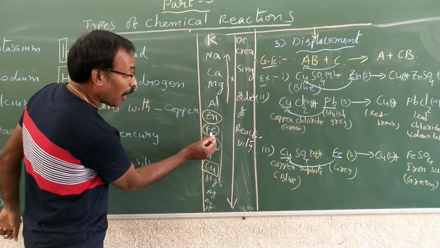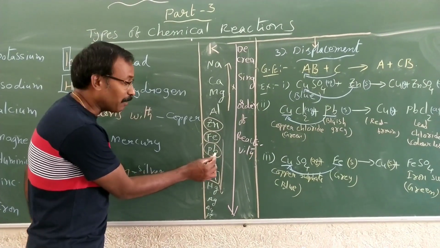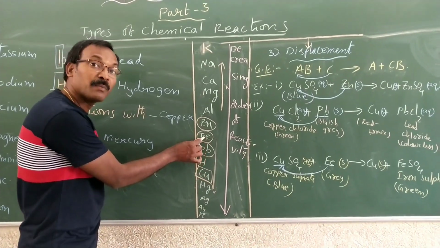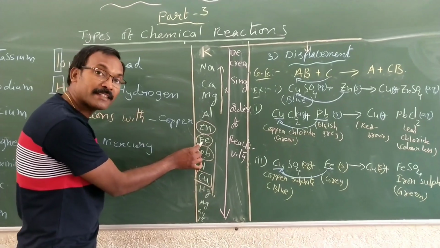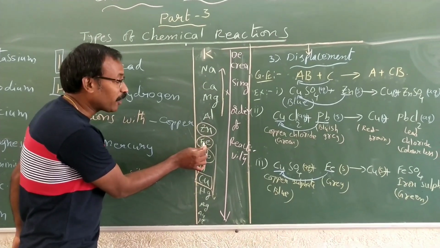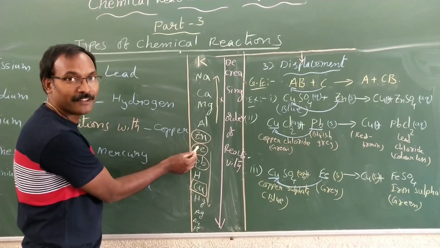Okay, but iron can displace the lead from the lead nitrate or the lead sulfate solution, but lead cannot displace the iron from the iron sulfate solution. Similarly, zinc can displace iron from the iron sulfate solution, but iron cannot displace zinc from the zinc sulfate solution because zinc is more reactive than the iron.